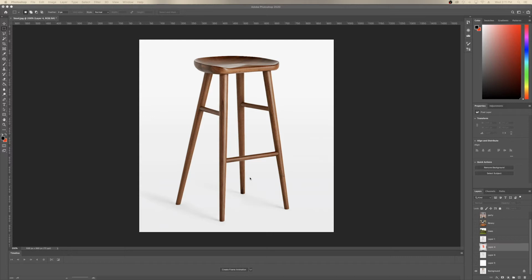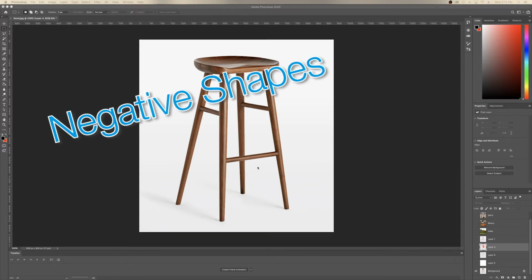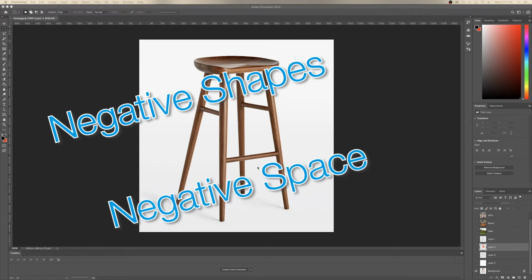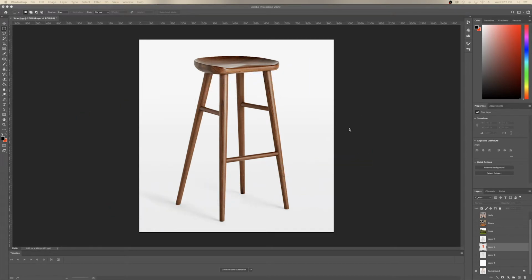In this video, we are going to talk about negative shapes or negative space. You can think of them as the same thing. So I'm going to use this stool as my example. Now my brain already has ideas about what a stool is. It's a thing you sit on, it's got legs, they go straight down to the ground and so on.